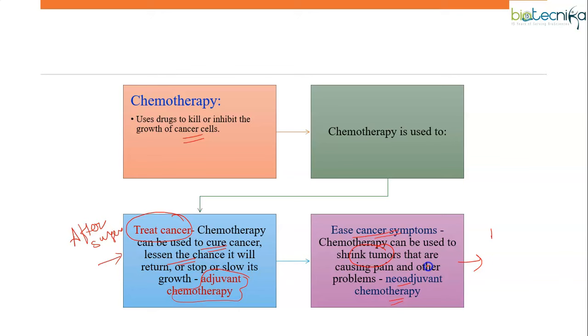So we can say that this neoadjuvant chemotherapy is delivered before the surgery. Okay. With the goal of shrinking a tumor or stopping the spread of the cancer to make surgery less invasive and more effective. Okay. So remember, this is after the surgery and this is before the surgery.